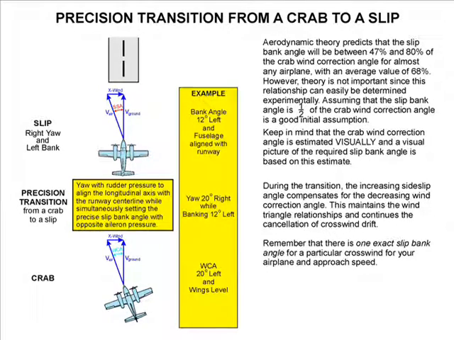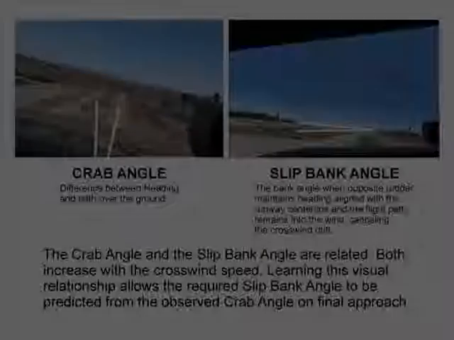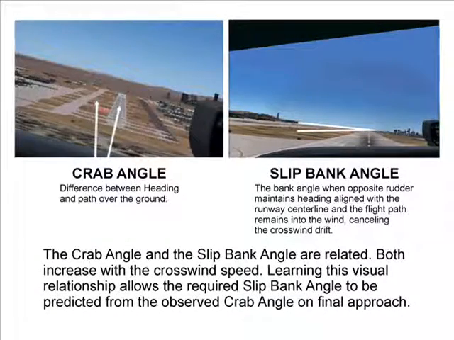Assuming that the slip bank angle is 1/2 of the crab wind correction angle is a good initial assumption. Keep in mind that the visual relationship between these two angles is far more important than their exact numerical relationship. The crab wind correction angle is estimated visually, and a visual picture of the required slip bank angle is based on this estimate. These pictures compare the visual crab angle and the visual side slip bank angle.